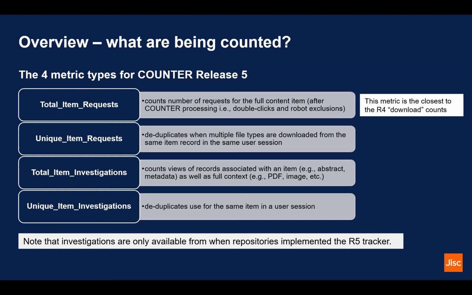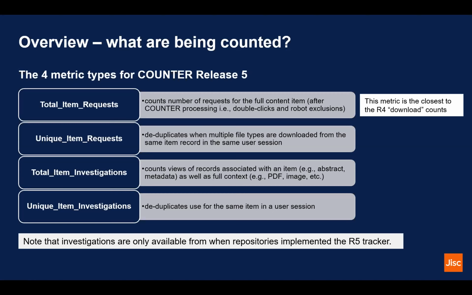Then we have unique item requests. This deduplicates these requests where multiple file types are downloaded from the same item in the same user session. For example, looking at an item in a repository and then somebody downloading the PDF version of it. Then we have total item investigations, which counts views of records associated with an item, such as metadata about it, as well as the full content. And unique item investigations deduplicates these views of the same item in the same session.